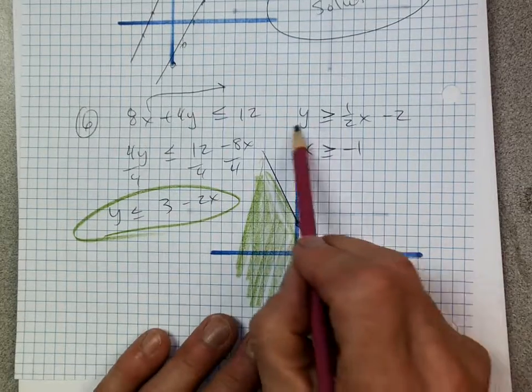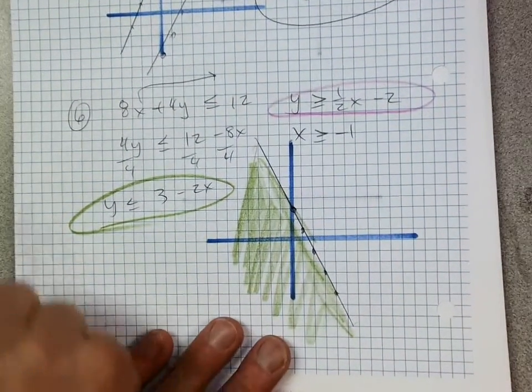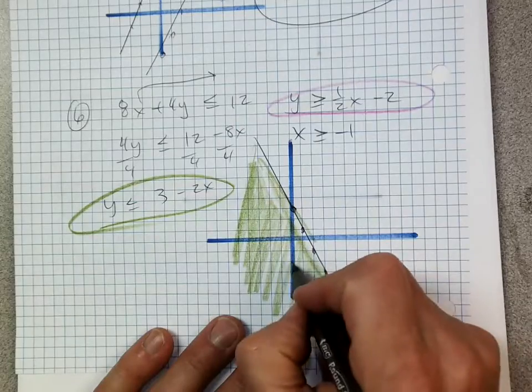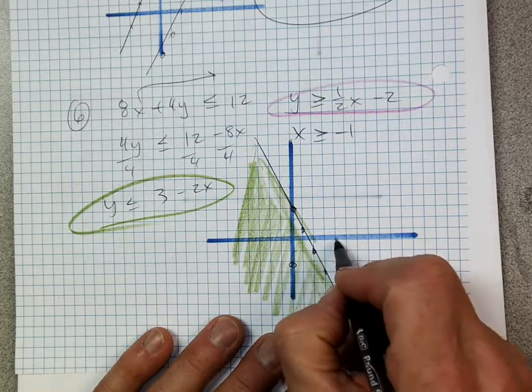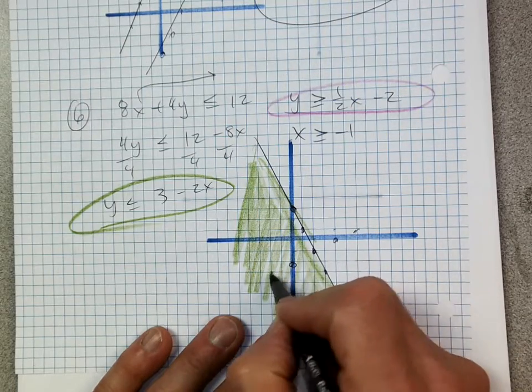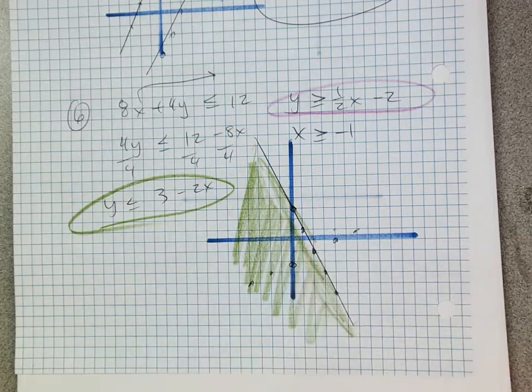Second one I'll graph in pink. I'll start at negative 2. I'll go up 1 over 2, up 1 over 2, up 1 over 2. Okay, and I'll graph that one in.